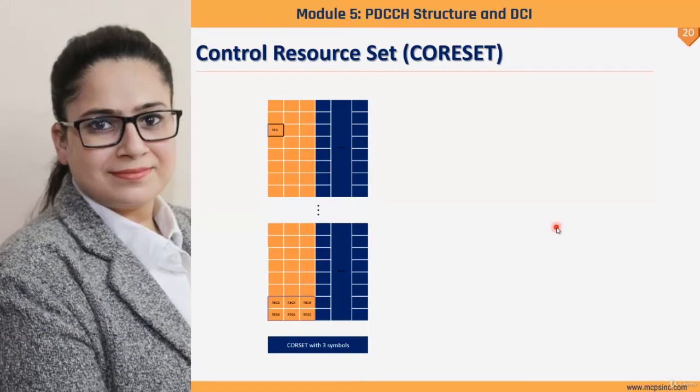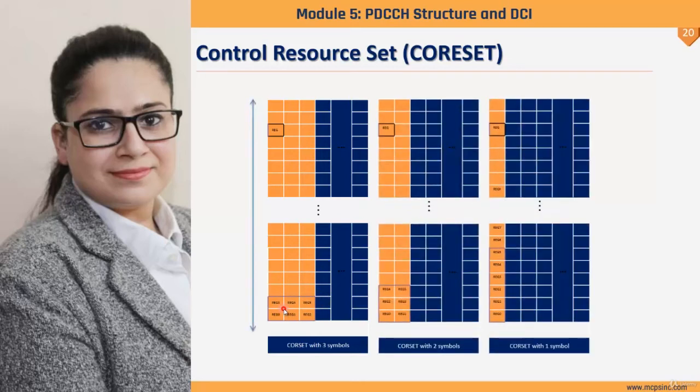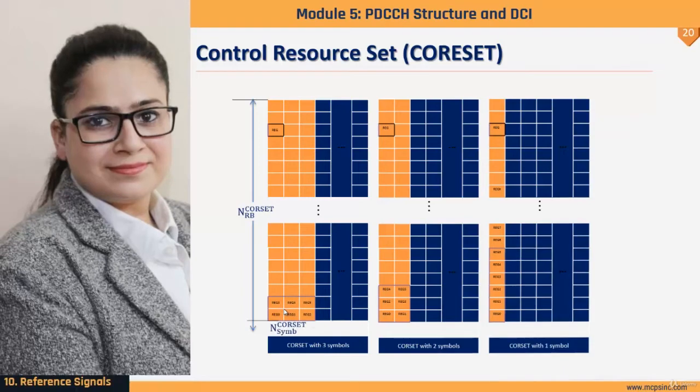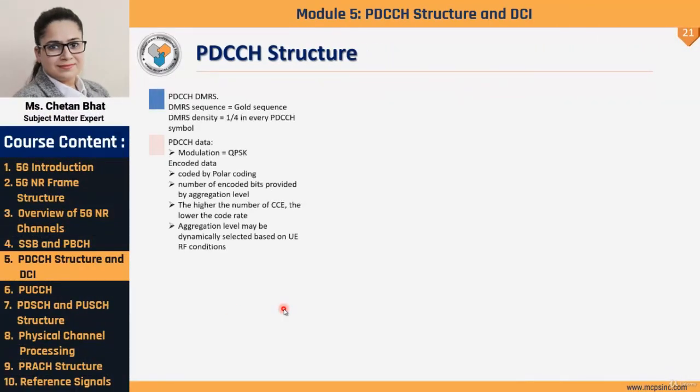Okay, so we can have multiple symbols. So a core set with 3 symbols, a core set with 2 symbols, or a core set with 1 symbol, right? So we have a parameter defined for the number of symbols in the core set, which will be sent via the RRC signaling. Okay, so this is the core set definition.